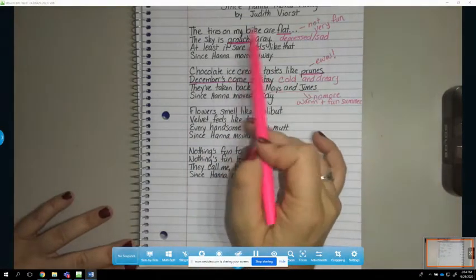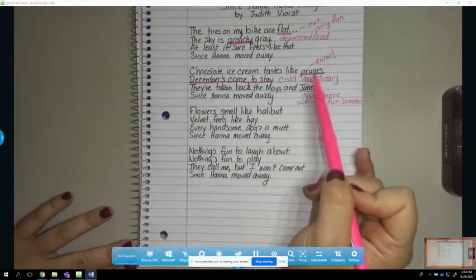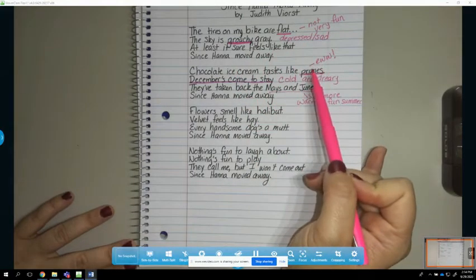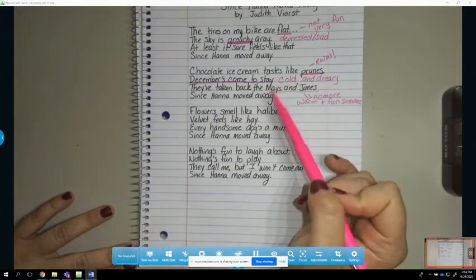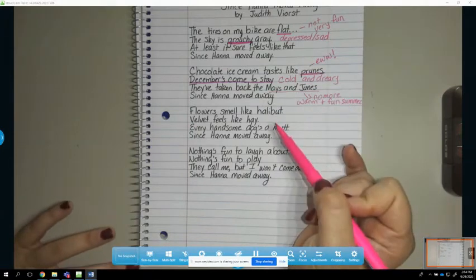So already the first stanza kind of makes me feel depressed and sad. We have gross tasting ice cream, somebody who doesn't feel like there's going to be any more fun summers, and that it's always going to be cold and dreary and depressing.